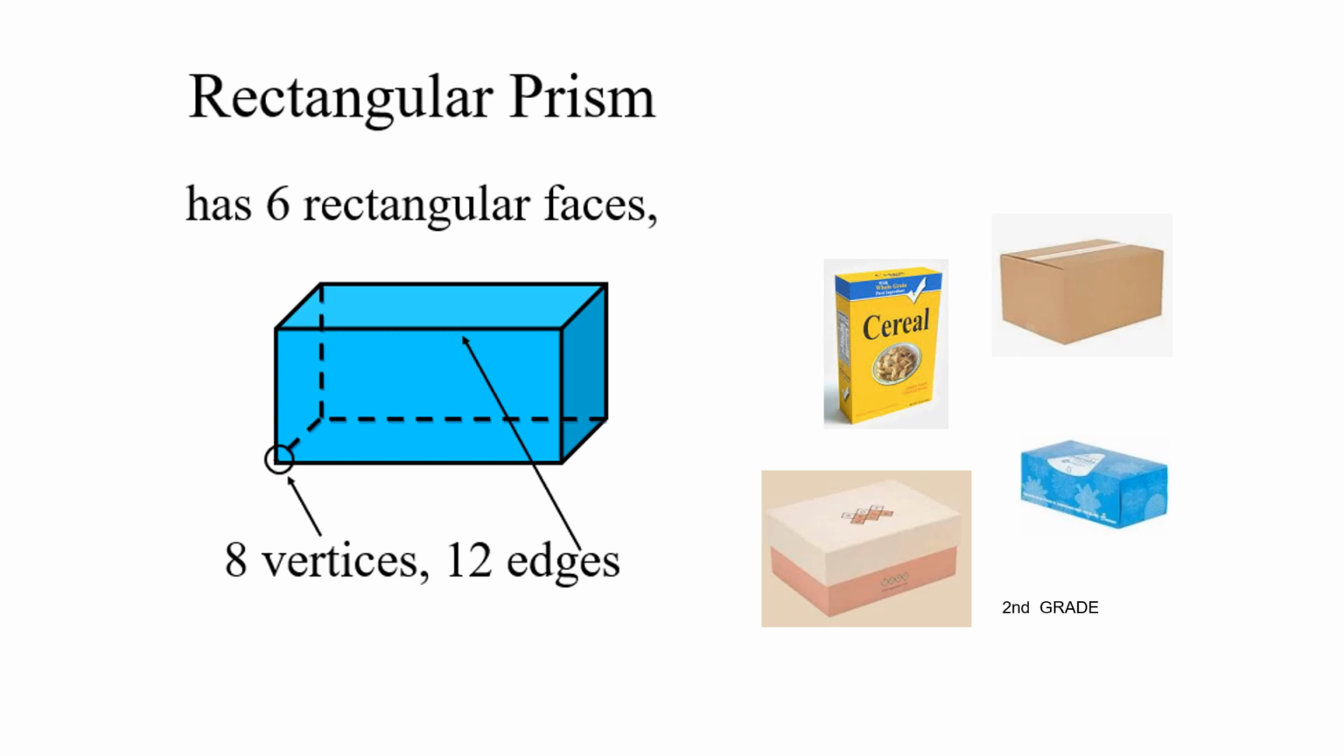Let's practice describing a rectangular prism. If you are able to find a box at home, you can use it to explore with me. A rectangular prism has 6 rectangular faces. See if you can touch the faces on the box that you have at home. There's 1 face on the top, 4 faces around the prism, and 1 face on the bottom.